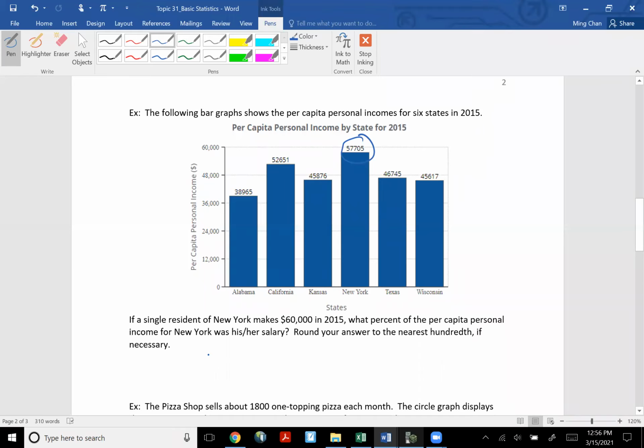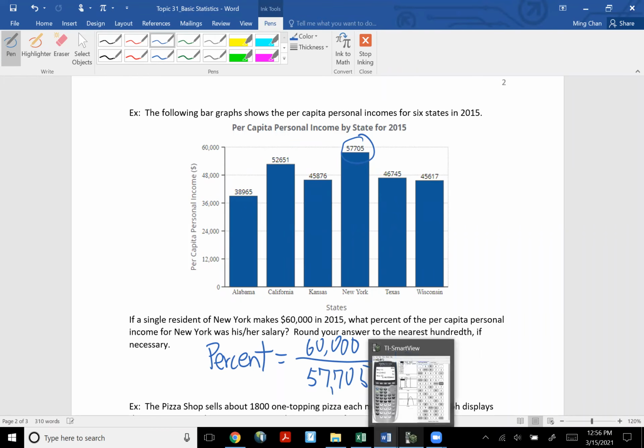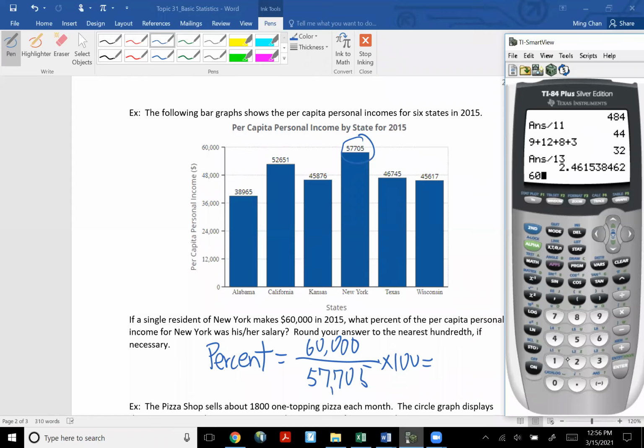So for the percent, that one person is a part of the total amount of people averaged up. So we take that one person's 60,000 divided by the average or the median. Does that make sense? This is only one person's per capita income as compared to everyone's total together, average. Round to the nearest hundredth. It's going to be over 100%, of course, because this person makes over the state median.